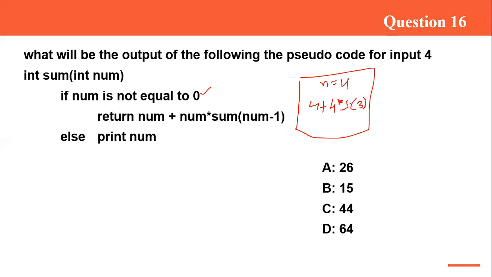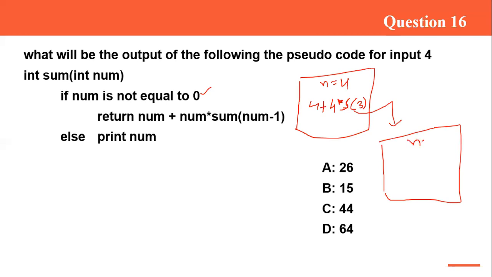Am I right, boys and girls? I hope you are able to understand. We are writing 4 plus 4 into sum of 3. Now, to generate this result, can you tell me the result directly? No. So what should we do? We have to call a function with sum of 3. In this function, we'll calculate the result for 3, and that result we have to replace here. So I'm calling the function with 3.